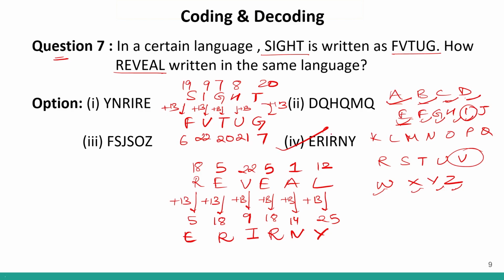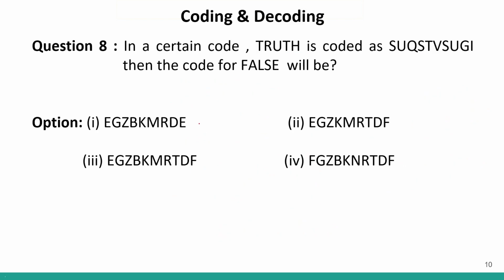Okay. Now, question number 8. Question number 8, TRUTH is coded like this. Then what is the code for FALSE? Now, if you look over here, we have 5 alphabets, and the code has 10 alphabets. That means it is double the alphabets. So for each alphabet, we have 2 letters as code.